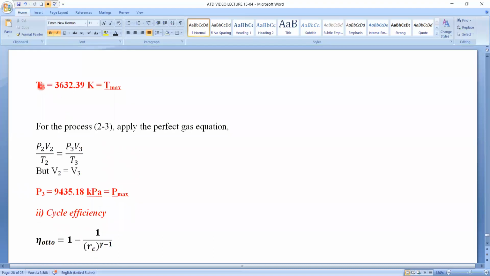So the answer for T3 is 3632.39 kelvins. So T3 itself is the Tmax. Okay, I hope this is clear.